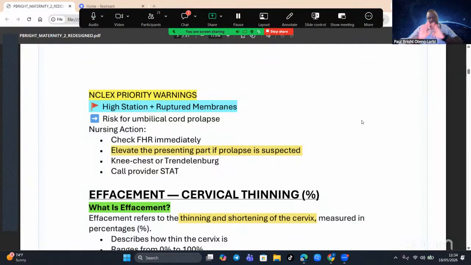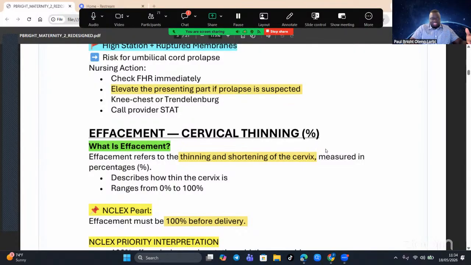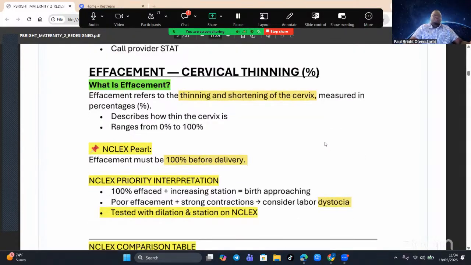Okay. So I'm done with you for station. Keep your questions until after my presentation, then you ask the question. Let's do effacement. Cervical effacement.